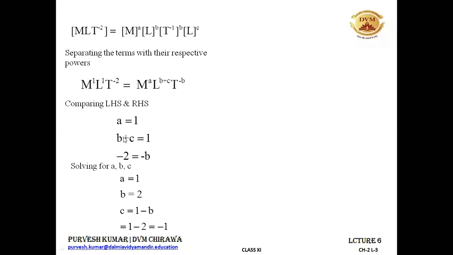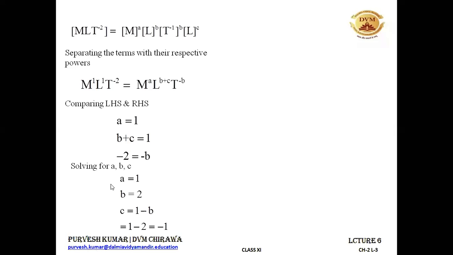In place of b plus c is equal to 1, I have written c equal to 1 minus b, and the value of b was 2. So in place of this b, I have written 2, and I am left with c equal to minus 1. All right. So these are the three values that I've got: a equal to 1, b equal to 2, and c is equal to minus 1.